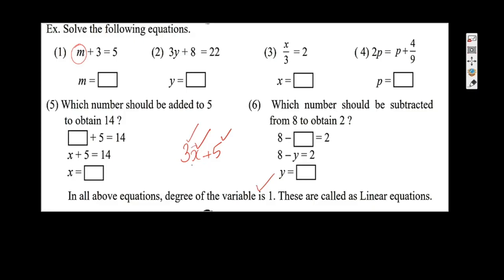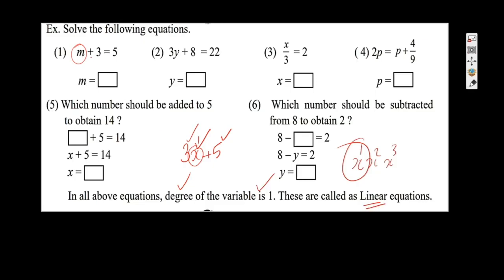If the variable has a maximum degree, power, indices you studied, x square, x to the power of 3, x to the power of 1. In all these equations, we can see that the power of the variable is 1 only. So they are called linear equations.